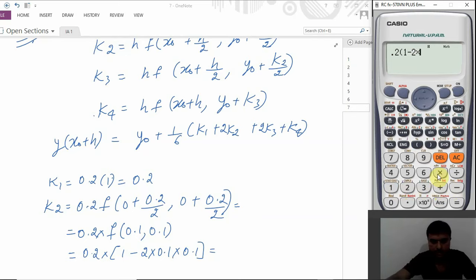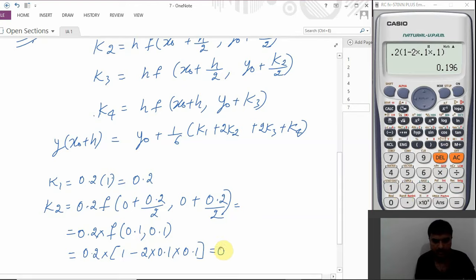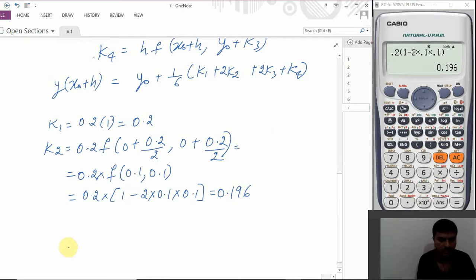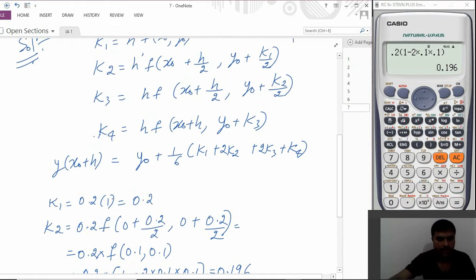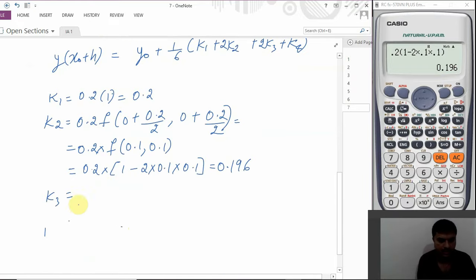So this is 0.2 in the bracket. You will get this as 1 minus 2 into 0.1 into 0.098. Please simplify this value, students. For the k2 value, immediately put it in the calculator: 0.2 bracket 1 minus 2 into 0.1 into 0.098. Yes, friends, what is the answer? You can see in the calculator, it says 0.19608. So like this you have to calculate k1, k2, k3.